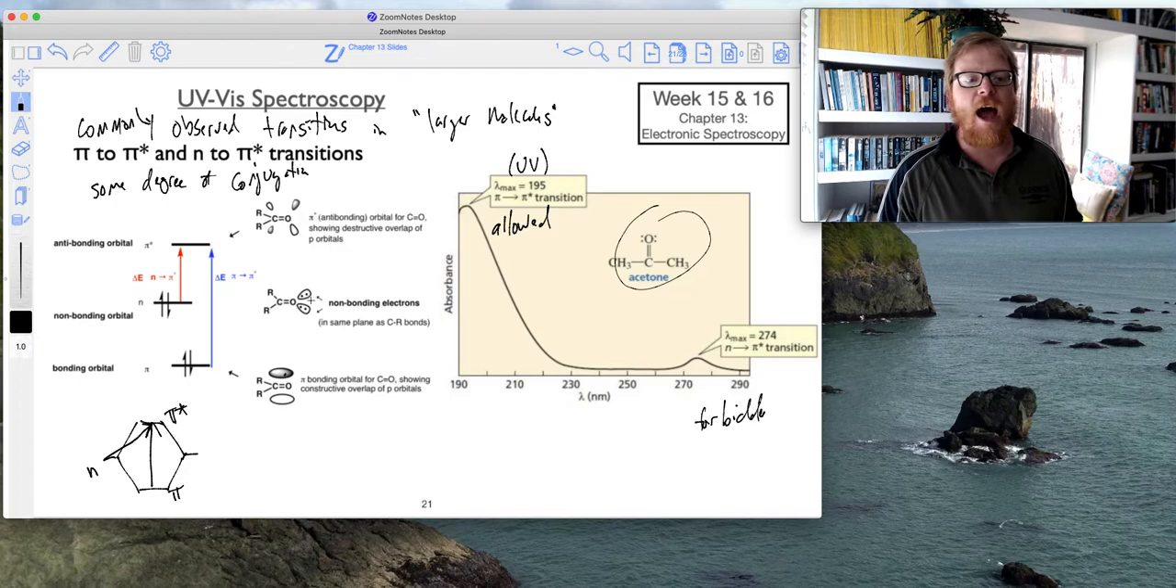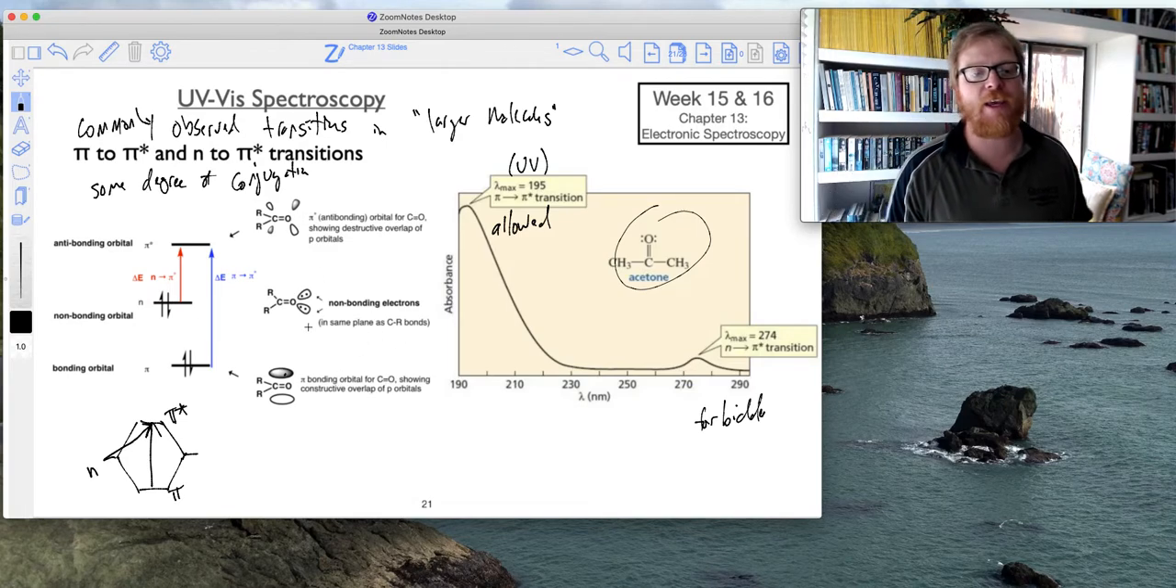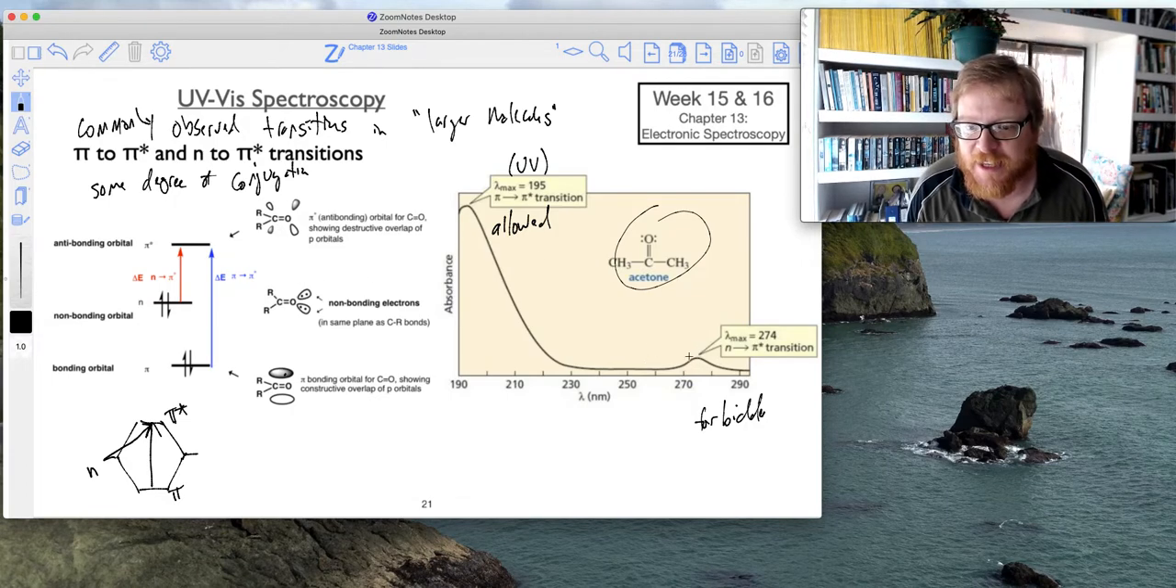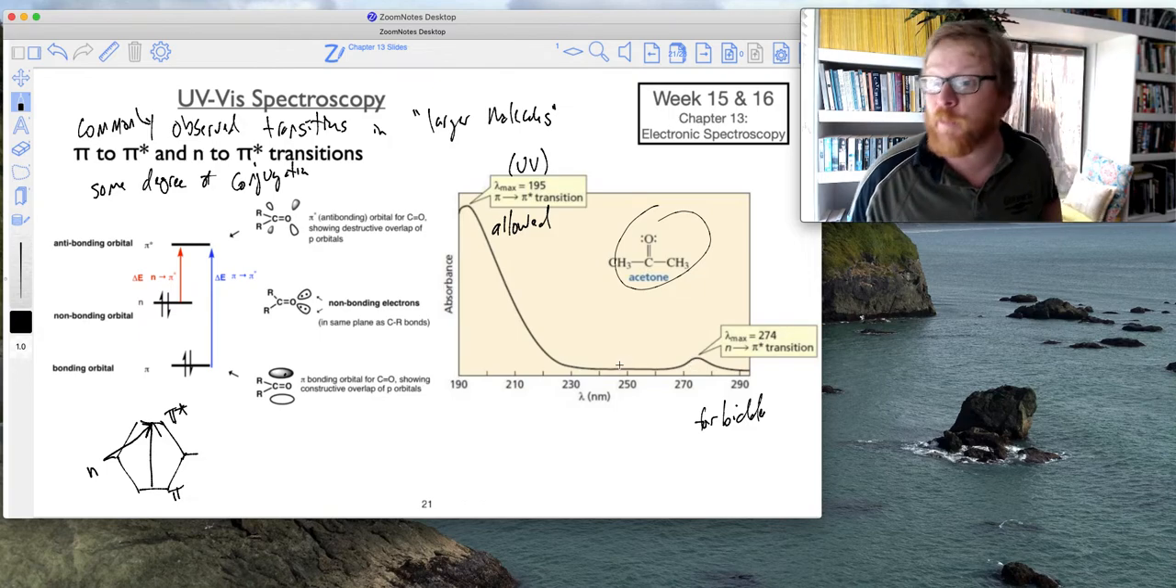So now the non-bonding electrons, and in this case in acetone, we can see those are the lone pairs over oxygen. Those are in the same plane as the CR bonds, which do not allow conservation of angular momentum to transition from these non-bonding electrons to the pi star, okay? So that should be forbidden. But you can see that it's not forbidden, it's actually observed.